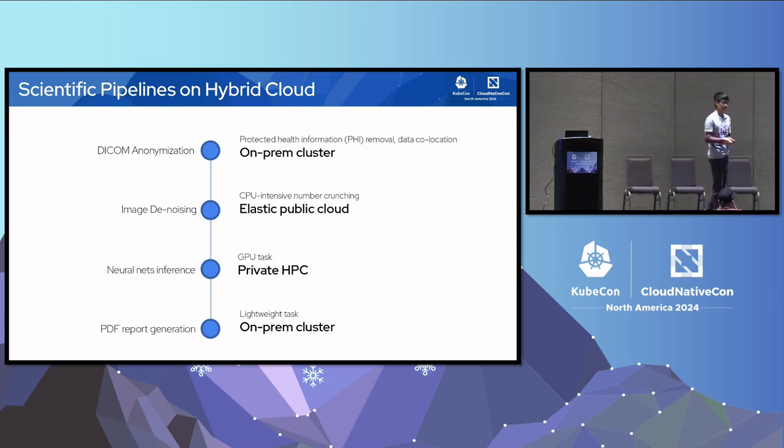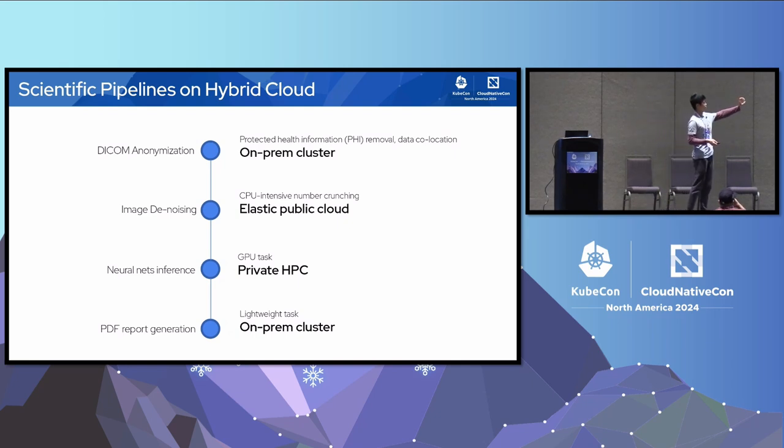The next steps of the pipeline get more advanced, such as an image denoising algorithm. That is going to do some pre-processing on our data, and we're going to use Chris to send this compute job to an external Elastic public cloud where we can leverage faster CPUs and more CPUs.